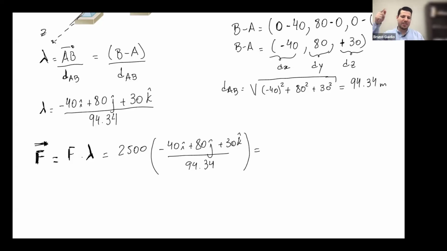2500 times negative 40 divided by 94.34. Then 2500 times 80 divided by 94.34. And keep going. Okay, in my notes, I have those results. You can check it out.